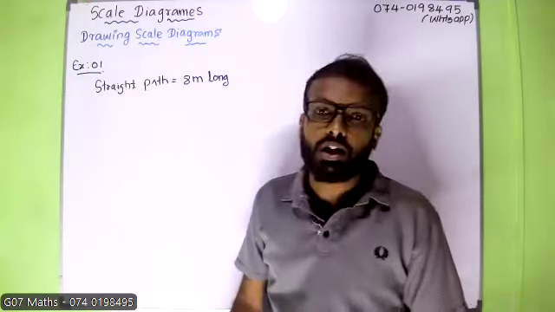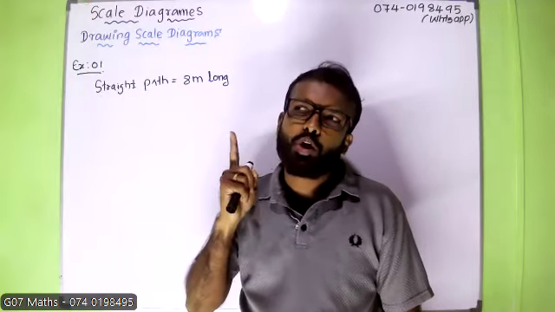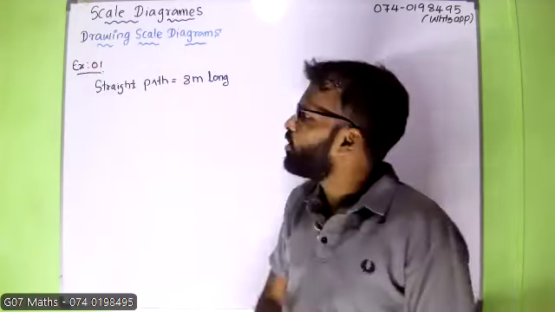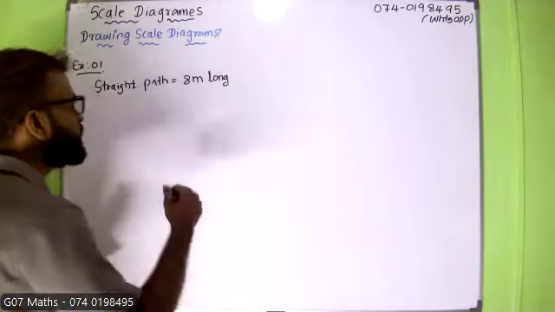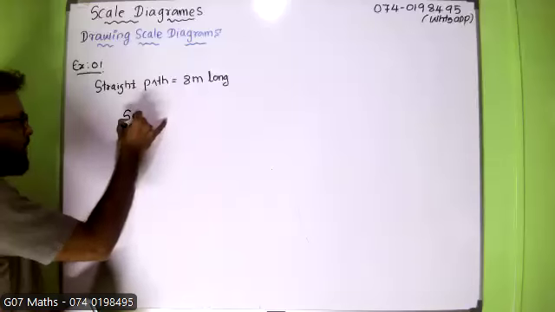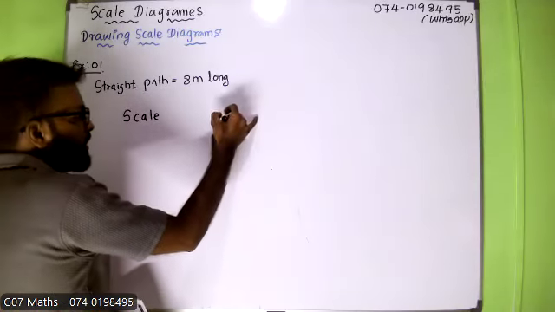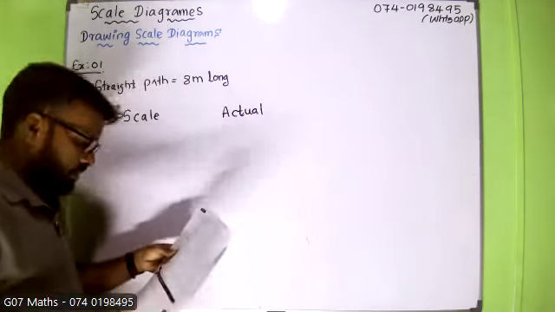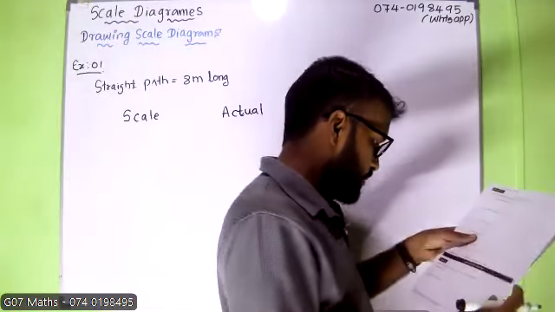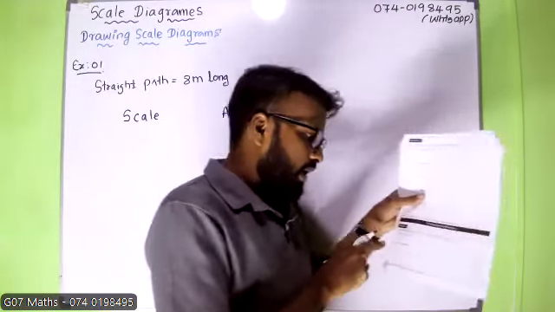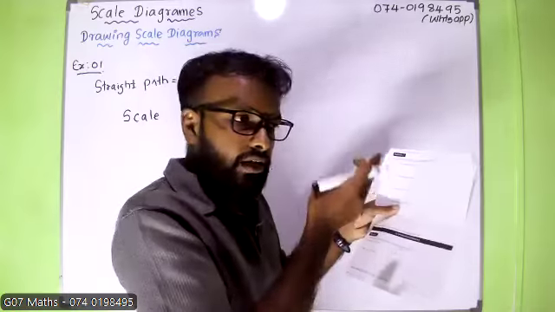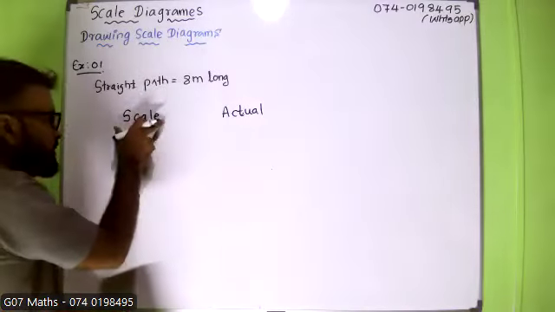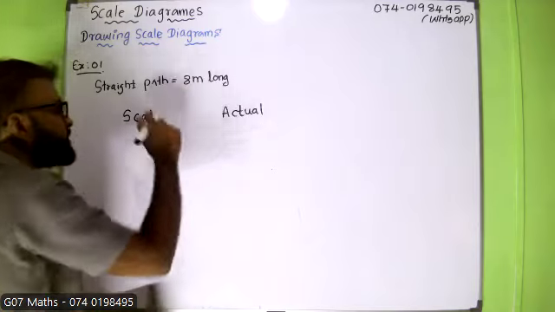So this is your actual length, on my right hand side. So I have to define my scale length. How do we define it? First of all, I will write my scale and my actual. Now look at the board. I will give you the time to write fully. Here, write it as a ratio, scale to actual. So the actual length is 8 meters.